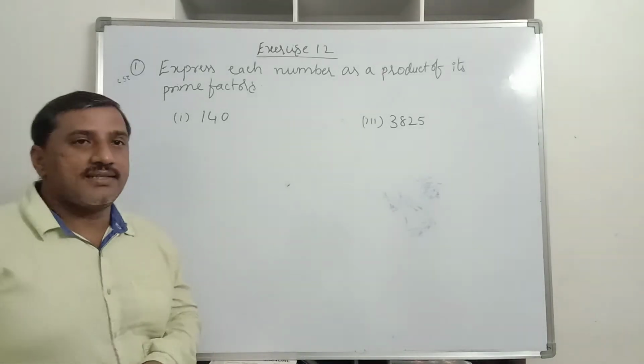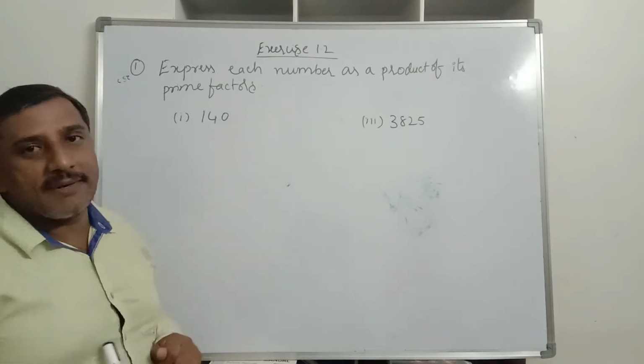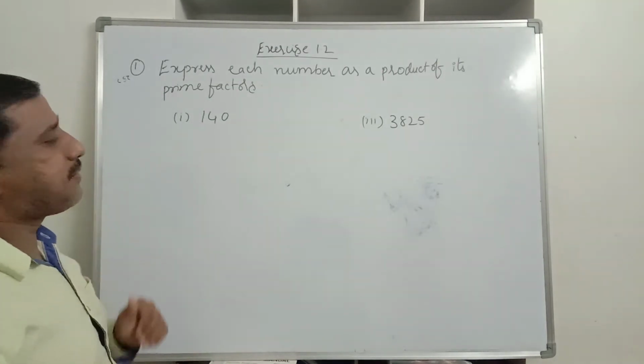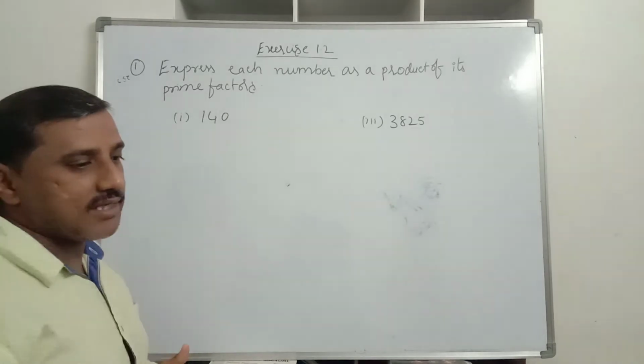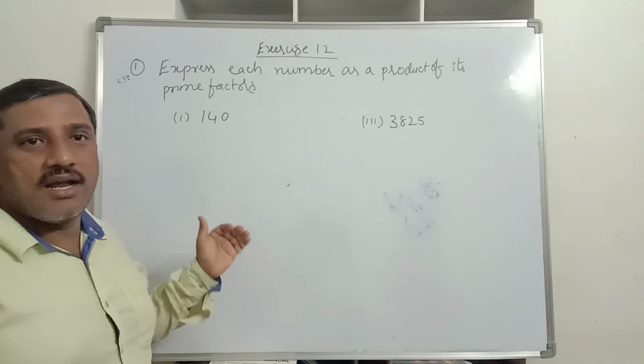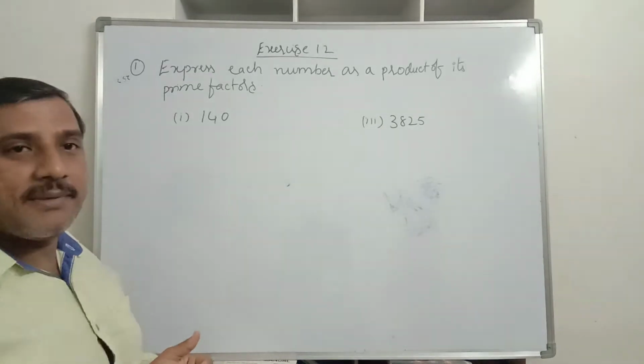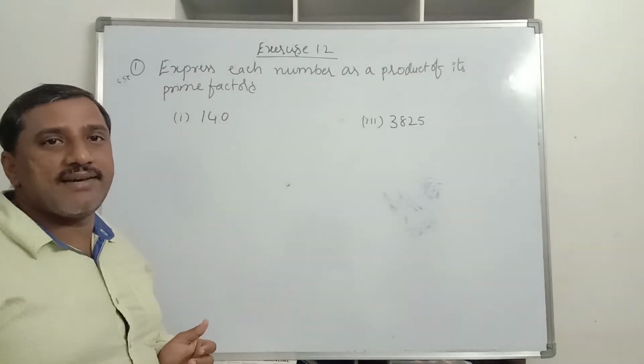Now we will discuss exercise number 1.2. The first bit: express each number as a product of its prime factors. What are prime factors? Prime in the sense it is prime numbers. The factors which are in the form of prime numbers are known as prime factors. So what are prime numbers? 2, 3, 5, 7, etc.